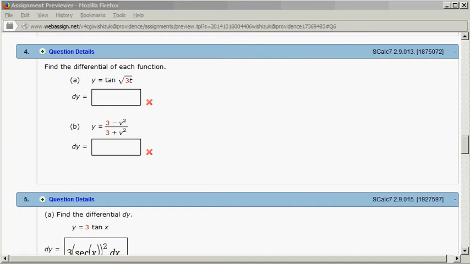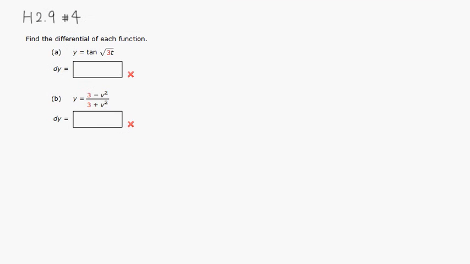Alright, let's look at homework 2.9, problem number 4. We just have to find the differential for each of these functions. Alright, so let's do that. We just have to take the derivative.